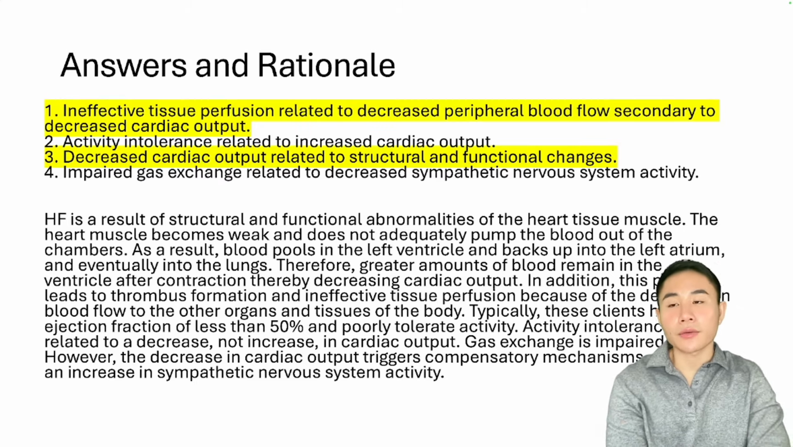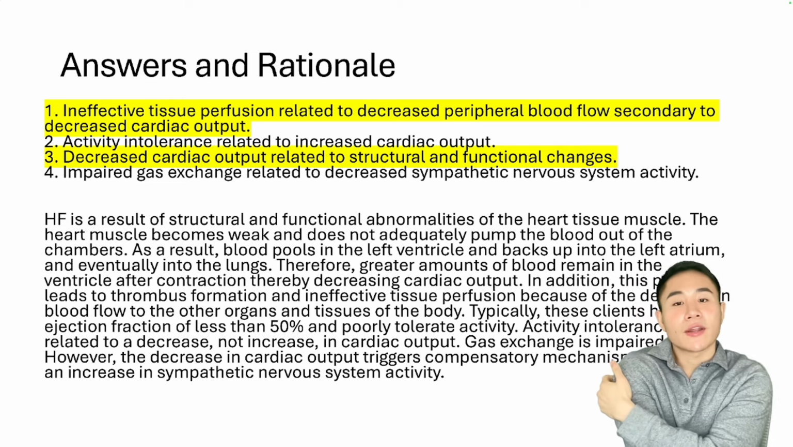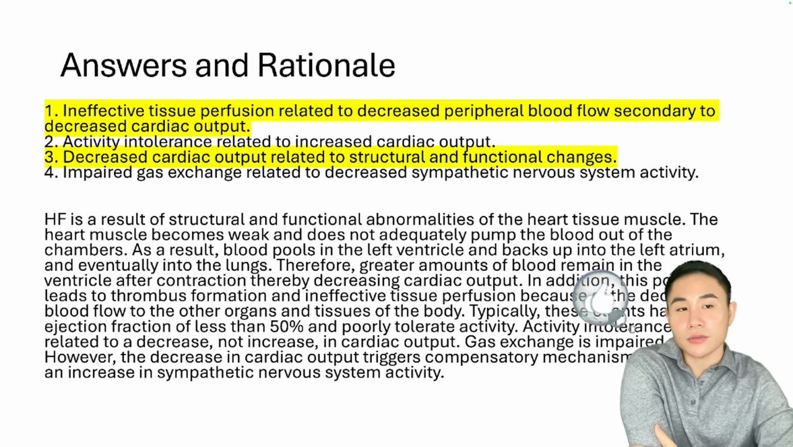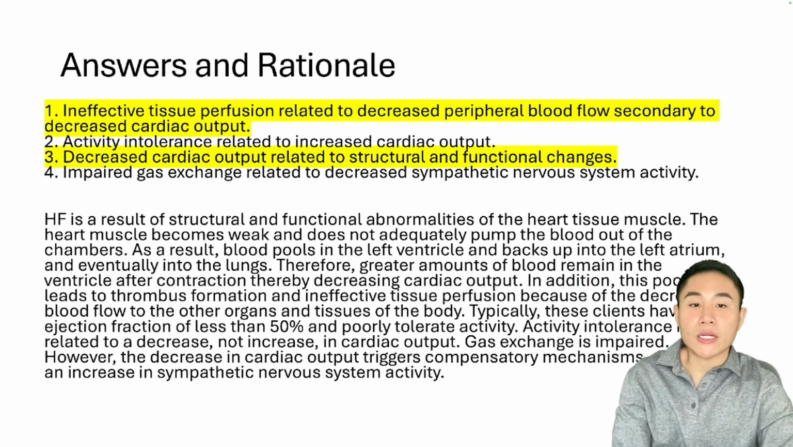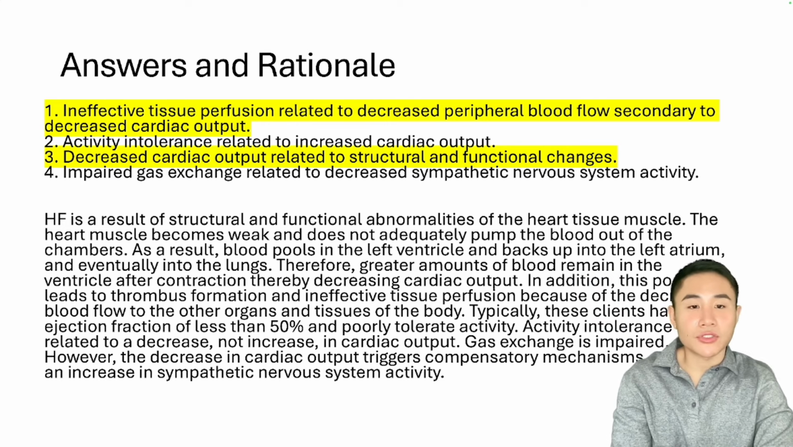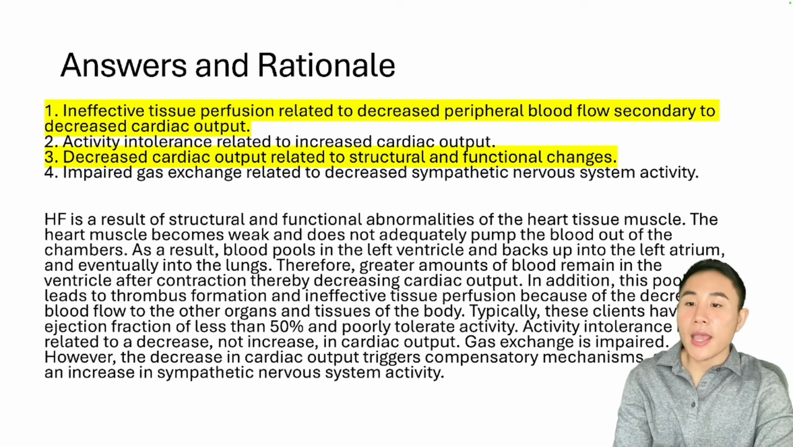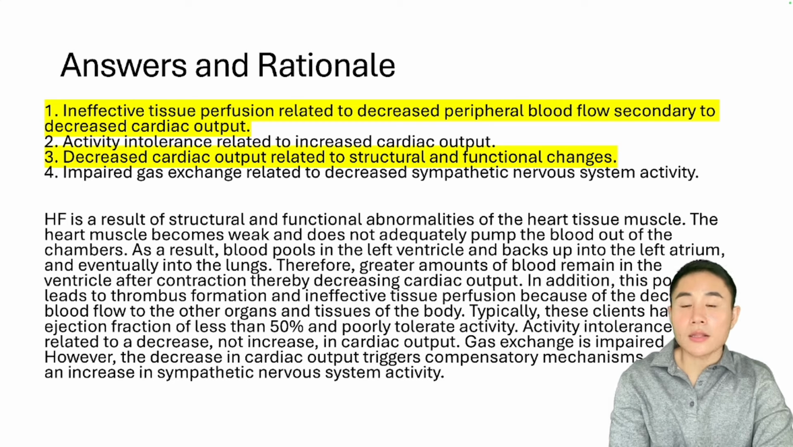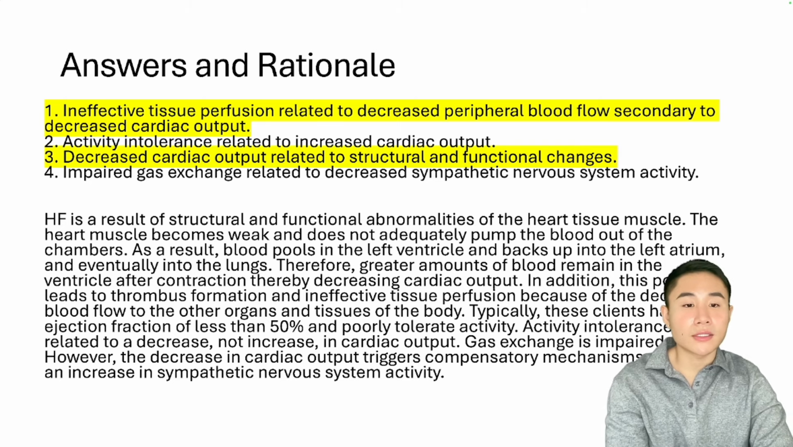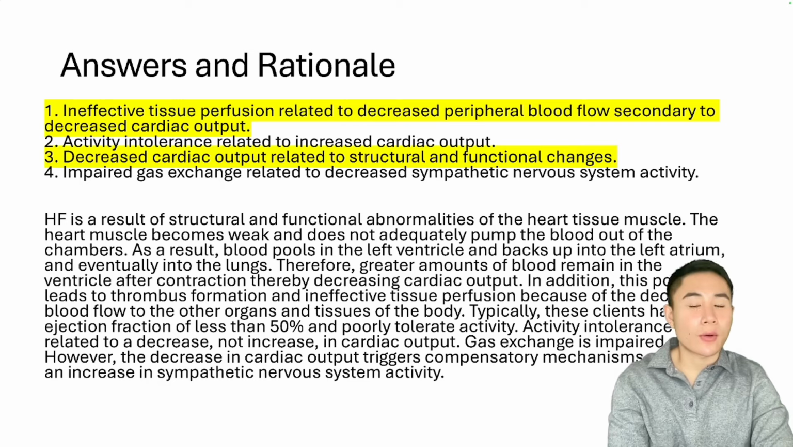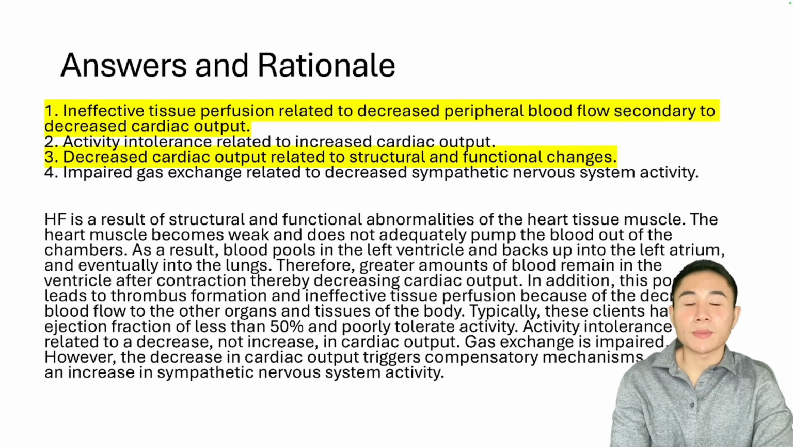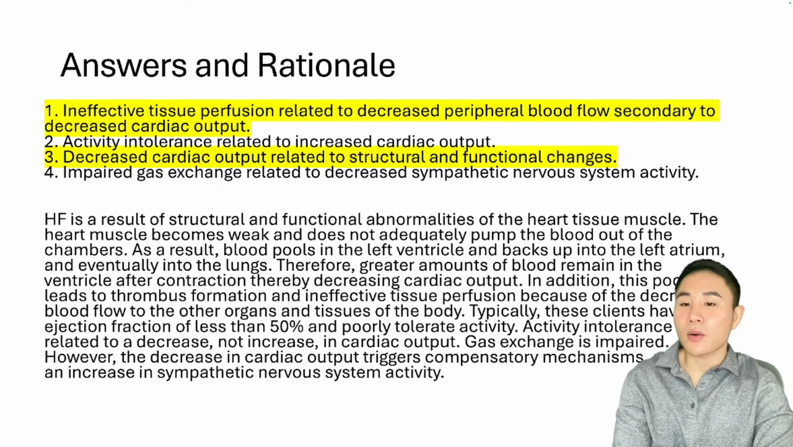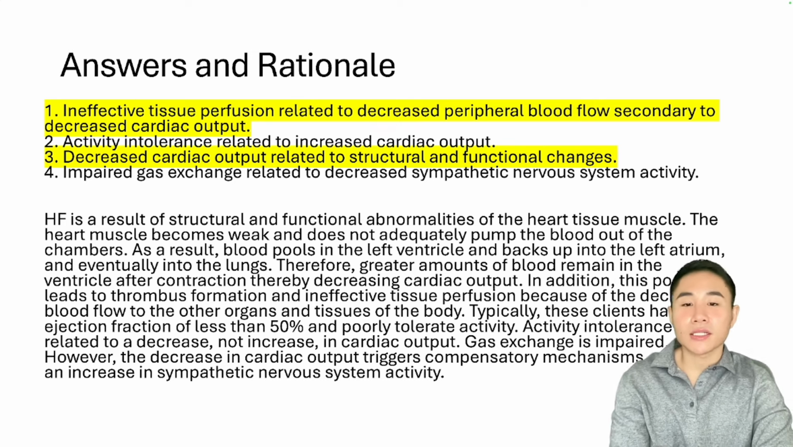Yes, 1 and 3. Heart failure is a result of structural and functional abnormalities of the heart muscle tissue. The heart muscle becomes weak and does not adequately pump the blood out of the chambers. As a result, blood pools in the left ventricle and backs up into the left atrium and eventually into the lungs. Therefore, greater amounts of blood remain in the ventricles after contractions, thereby decreasing cardiac output. In addition, this pooling leads to thrombus formation and ineffective tissue perfusion because of the decrease in blood flow to the other organs and tissues of the body.